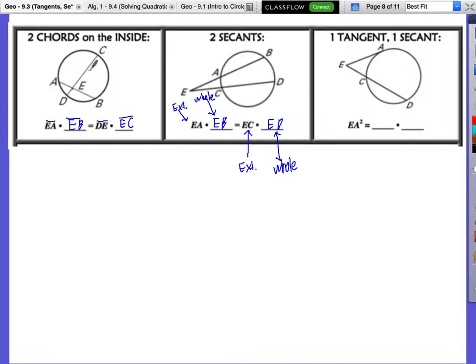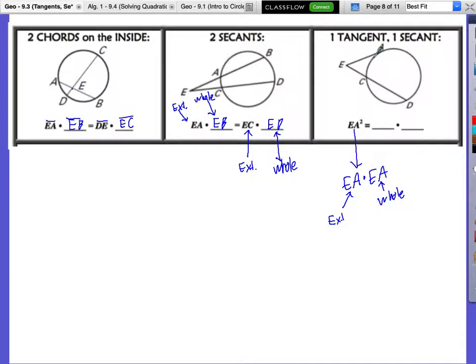When we have a tangent and a secant, we square the tangent, because it's only the external part. It's really just external times external. So EA times EA. You don't have to write this part down, I just want to show you this. EA is the external, while EA is also the whole thing for the tangent. Does that make sense? EA is the external part, but it's also the whole thing because that's all there is. So it's very similar to the secant.